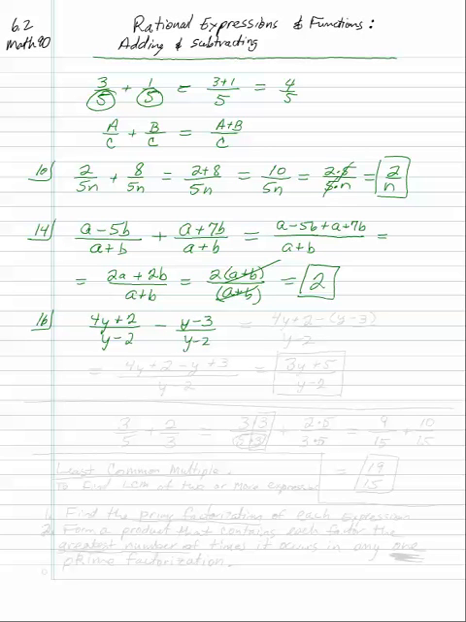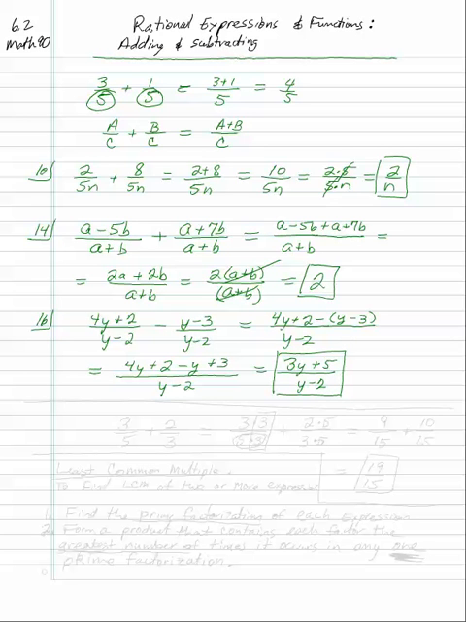So on this one, the denominators are the same, y minus 2, and then I'm going to subtract the numerators. But remember, on polynomials, you've got to distribute that minus sign. So we're going to get 4y plus 2 minus y plus 3. And now we combine like terms, and we get 3y plus 5 over y minus 2. That doesn't factor, nothing cancels, so we're done.